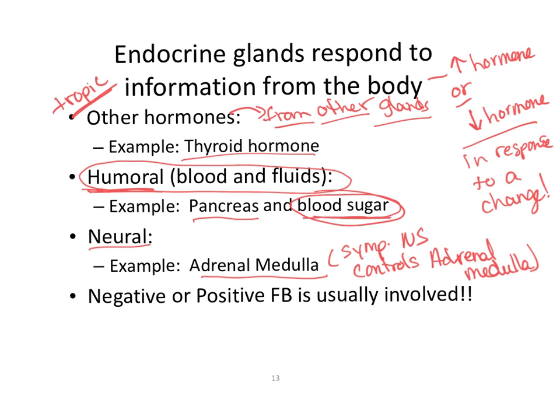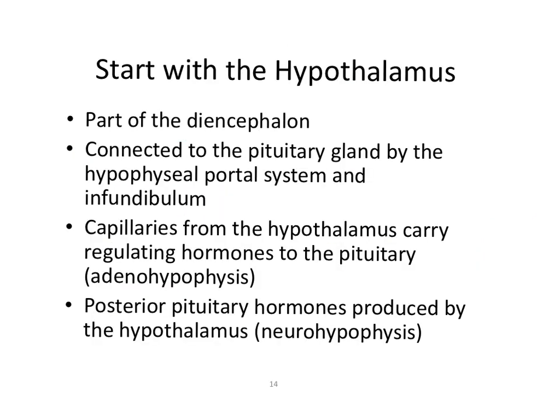Okay? Now, in almost all these situations, negative or positive feedback is going to be involved. And so remember your feedback loops. All right. We're going to start with the hypothalamus because the hypothalamus is the part of your central nervous system that kind of has control over a lot of your hormone reactions. Not all of them, but a lot of them.